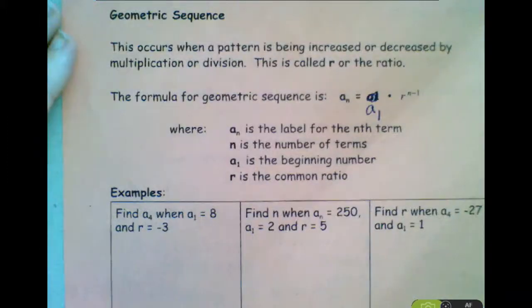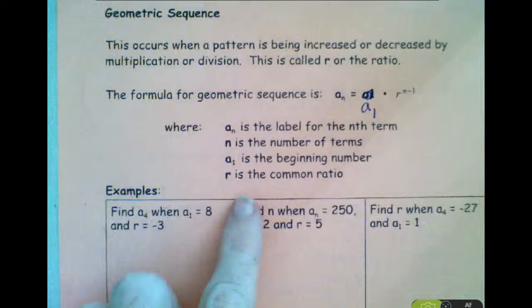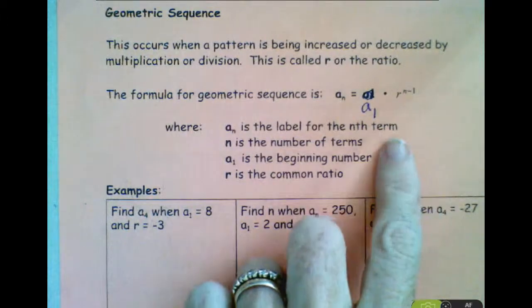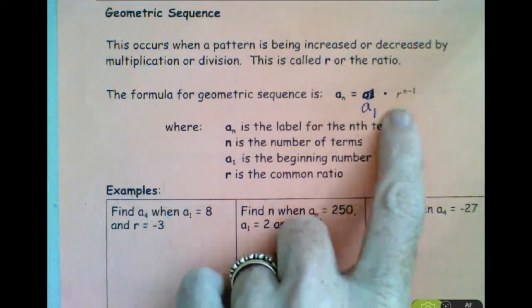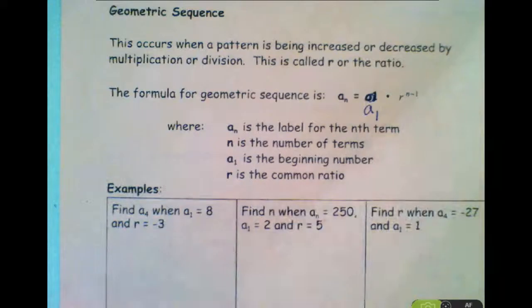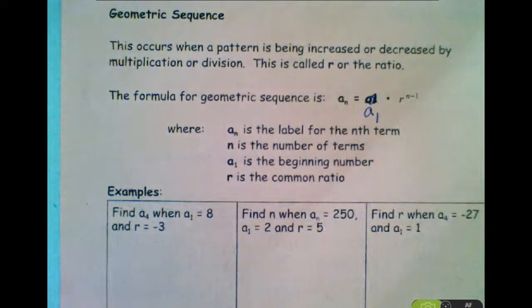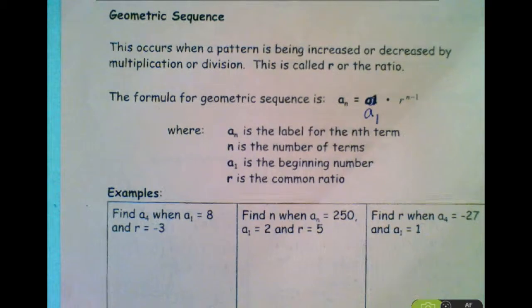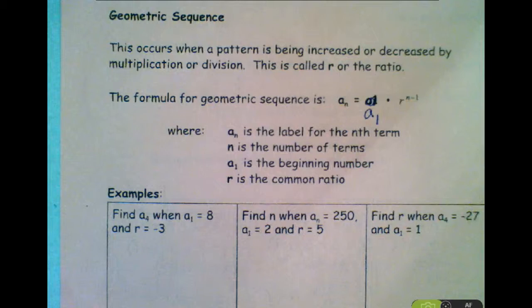Okay. All right, so now we have the same thing again. The only difference is that this equation is set up a little bit differently. This is your beginning number. The R is what is being multiplied or divided by each time, and now you're raising it to an exponent. Because remember, we talked about geometric sequences growing a lot faster than arithmetic. Arithmetic sequences grow at a nice steady pace. Geometric sequences grow at an exponential rate. They're going to get really big really fast or really small really fast.